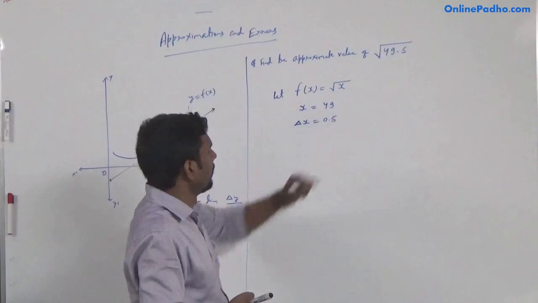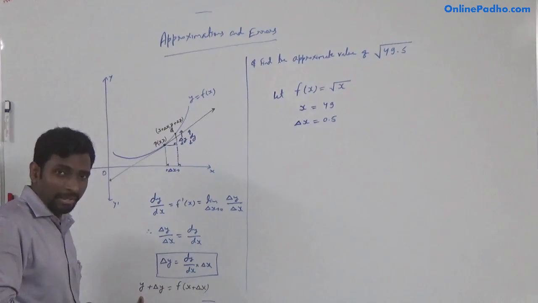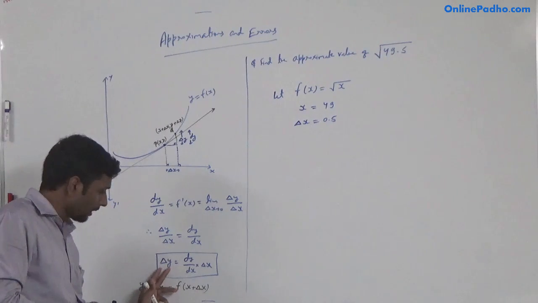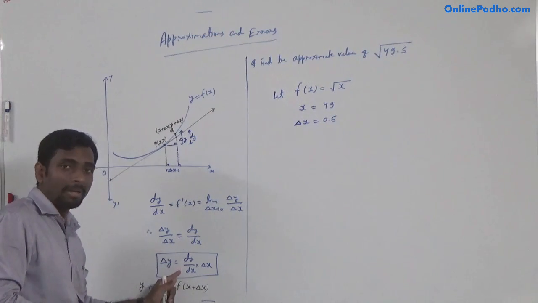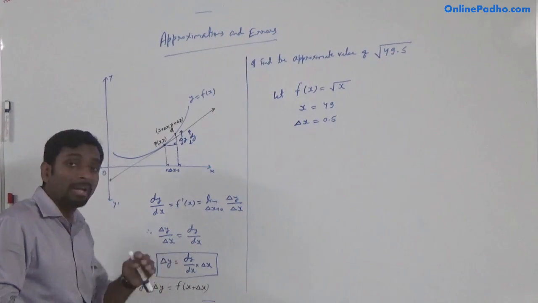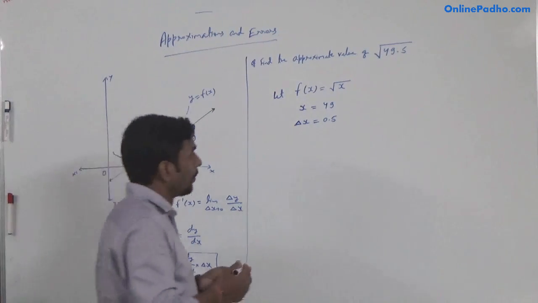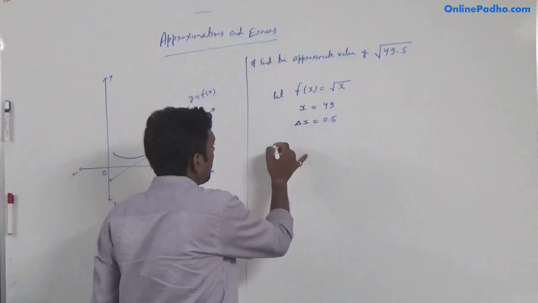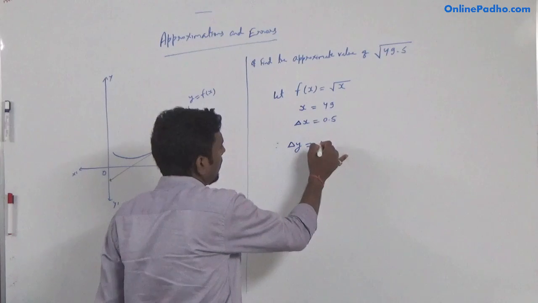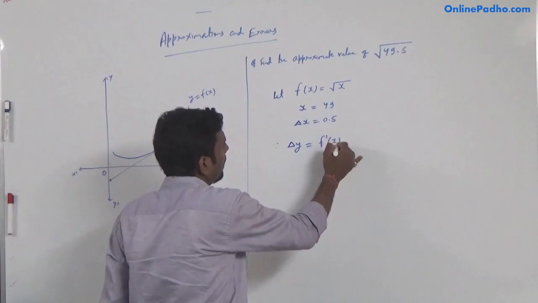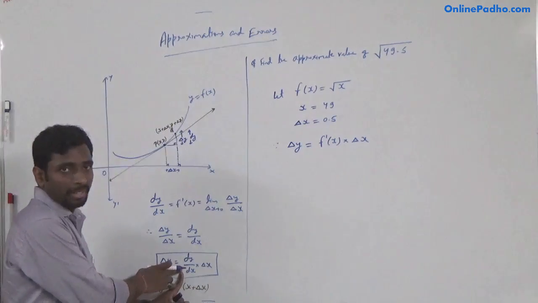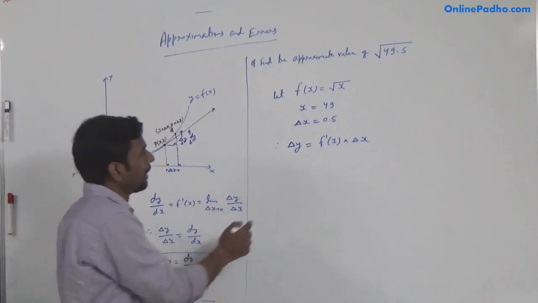Root 49 is 7. So the value of y is 7 only. Now we need to find the value of delta y only. We need to find the value of delta y by using this formula. You know what do we mean by dy by dx? The dy by dx is called f dash x. So therefore, first we have to find the value of delta y. Since delta y can be written as f dash x multiply delta x. Yes, this is the formula for delta y: f dash x, that is dy by dx, multiply delta x.